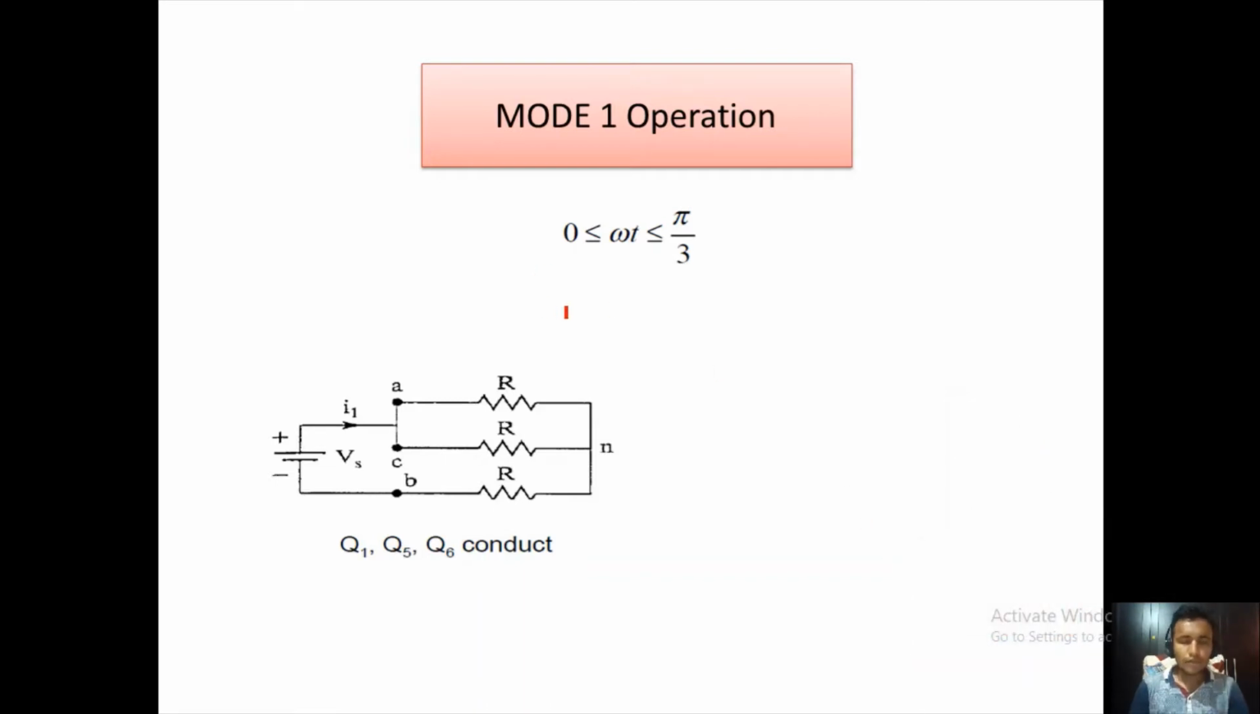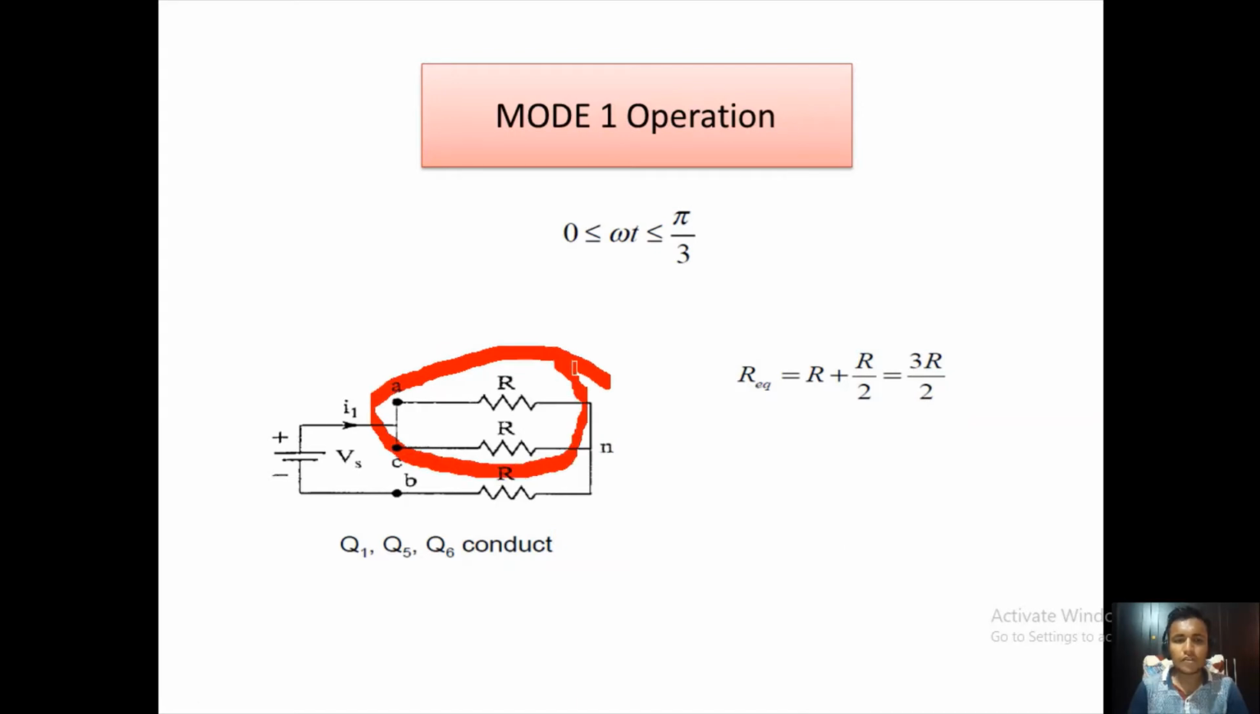Now if we have to find the equivalent resistance from this figure, then the equivalent resistance is the parallel combination and this series combination, that is R plus R by 2. That is the equivalent resistance, R plus R by 2, that is 3R by 2. Now if we have to find the current I1, then from Ohm's law, I1 is equal to the voltage Vs divided by the equivalent resistance, and the equivalent resistance is 3R by 2.